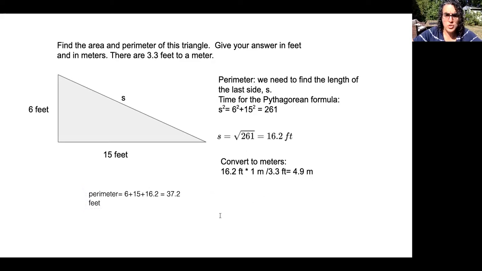And if I want to convert that into meters, as we just saw here, there's 3.3 feet to a meter. So in meters, that would be 37.2 feet times 1 meter over 3.3 feet. In other words, take my 37.2 and divide by 3.3 to get 11.3 meters. So that would be the perimeter of this triangle in meters.